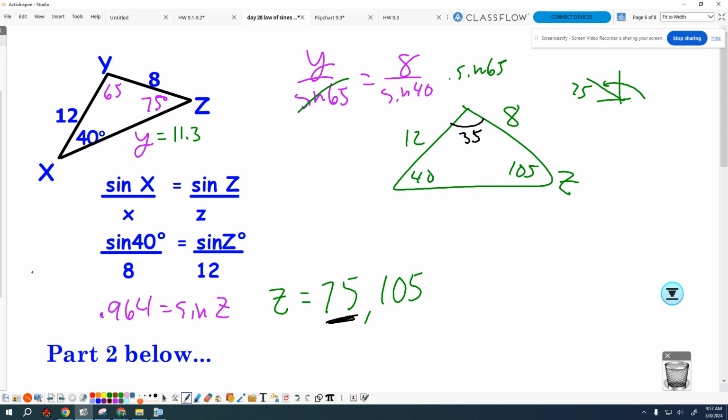Here, when we did sine inverse and got the angle, 75 degrees, check. Just the extra one: in quadrant 2, 75 degrees becomes 105. Could this triangle have handled it? Yes. Use the law of sines to find that last side. So there are two different triangles that could have happened.